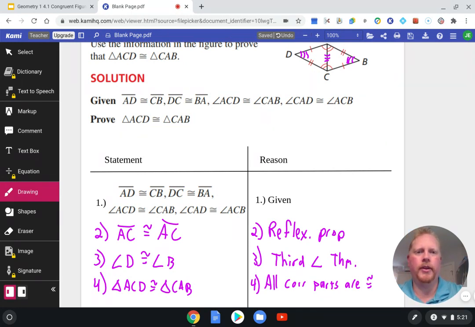All right. So the main reason I wanted to show this to you is so that you could see the reflexive property used in action in a proof, also the third angle theorem. Okay, and I'll be real honest, the third angle theorem is not something we use a ton, but it's just good to know. So that's our lesson.